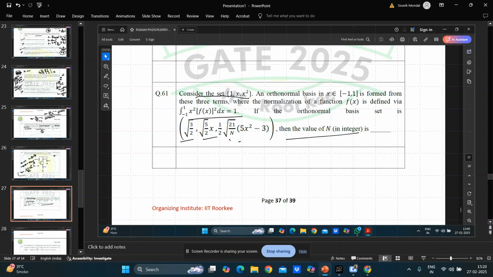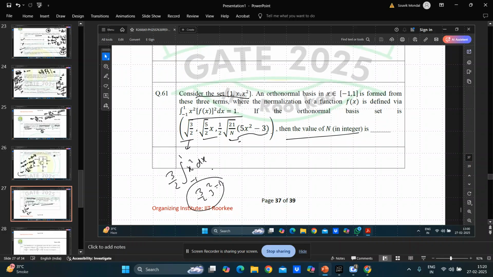Okay, so you don't need to do the Gram-Schmidt orthogonalization process. You just have to check the normalization condition. So for this, let's say x squared: 3 by 2 into x squared dx from minus 1 to 1. So 3 by 2 into 2 by 3 is equal to 1.